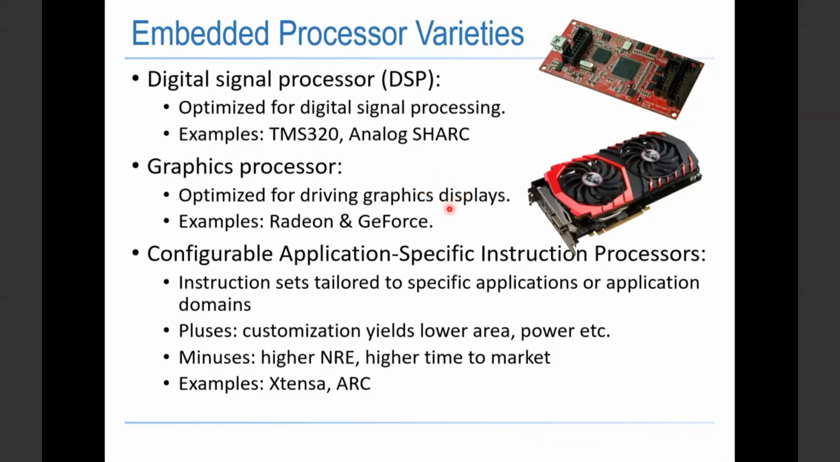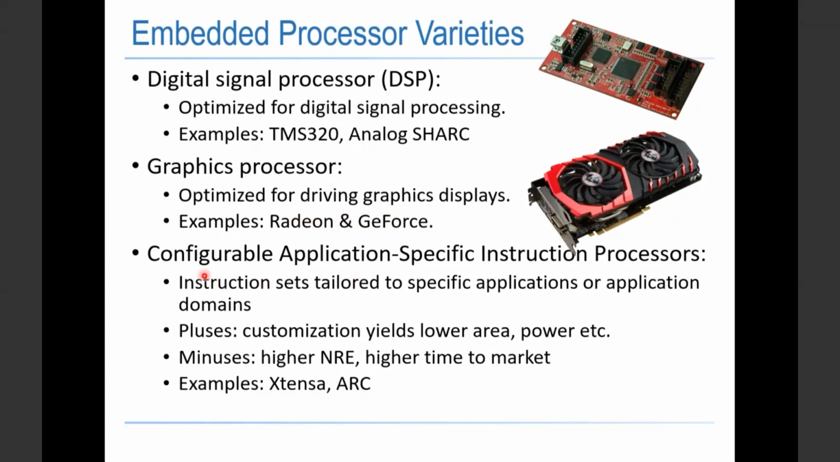Examples of a graphic processor are Radeon or GeForce. I assume that all of you have already heard of these. Every time you are going to buy a PC or laptop, you need to ask what type of graphic processor is inside your laptop. Does it have a GeForce or is it using a Radeon? So these are examples of graphic processors.